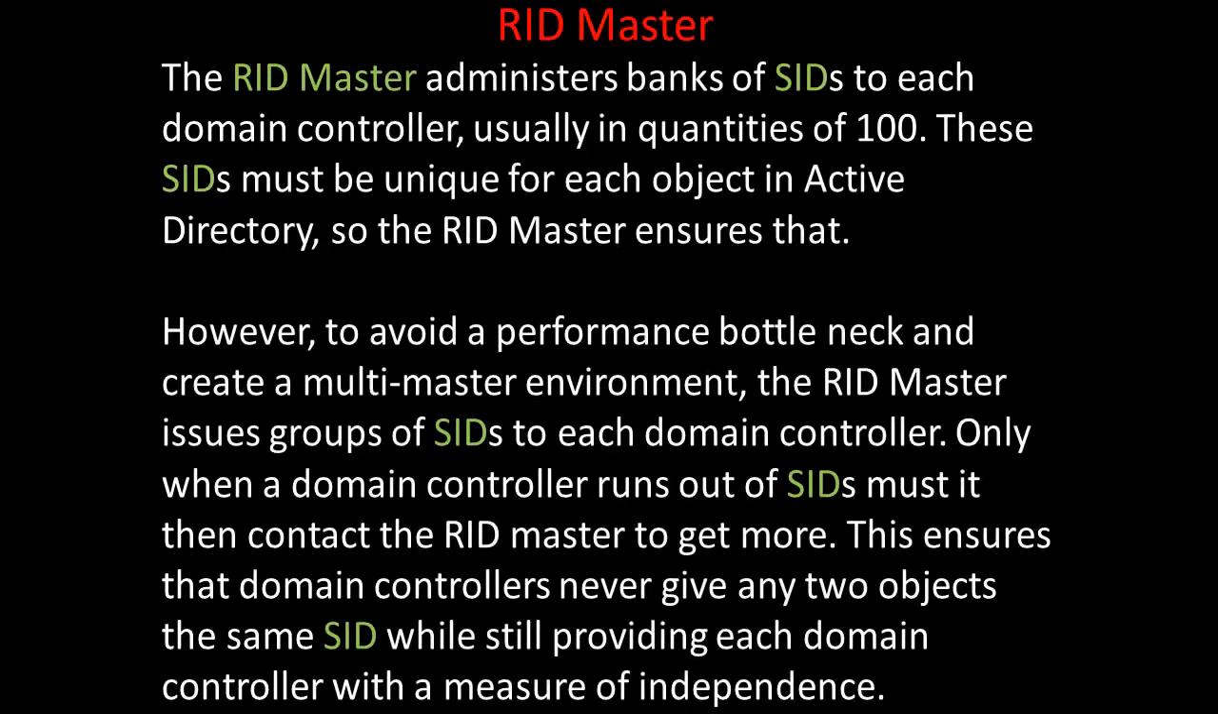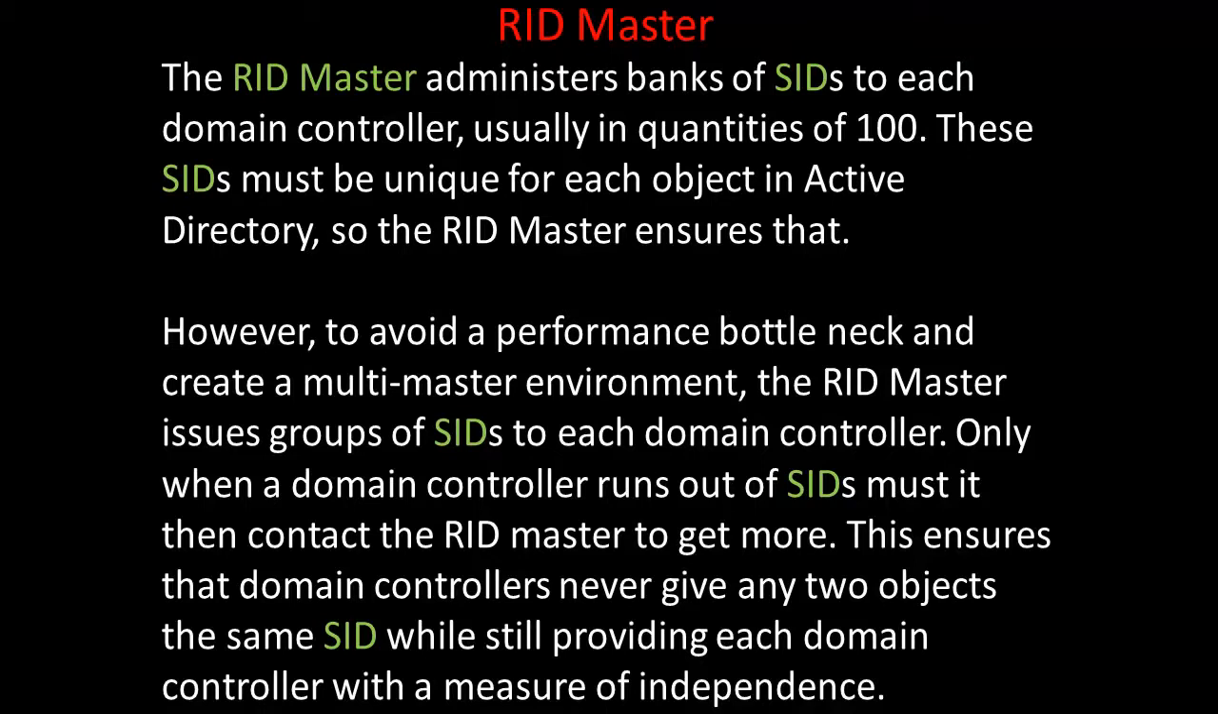Next is the RID master. The RID master holds relative identifiers and administers banks of SIDs, or security identifiers or security IDs, to each domain controller, usually in quantities or banks of 100. These SIDs must be unique for each object in Active Directory, so the RID master ensures that.